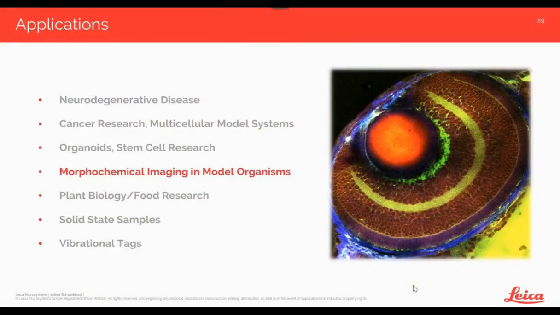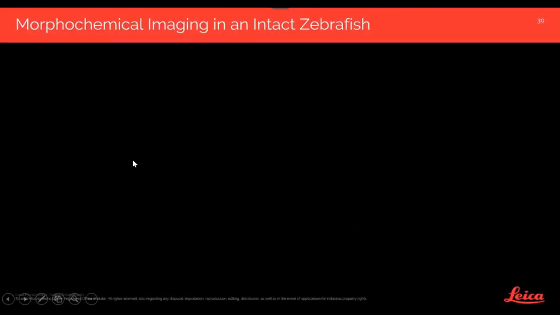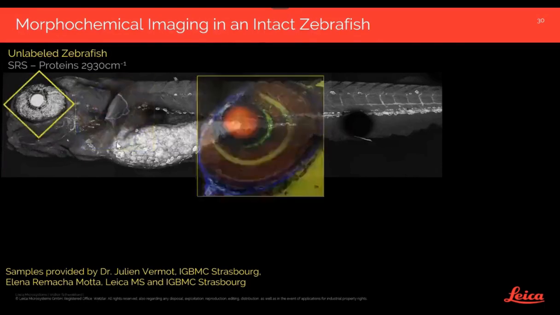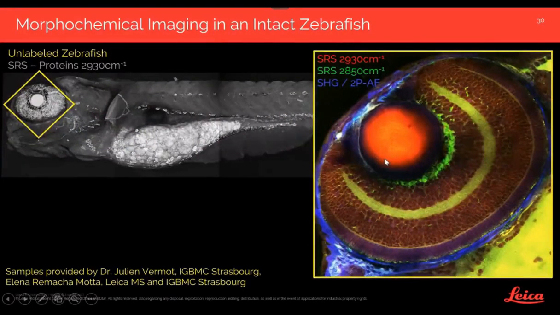Now, another area where vibrational imaging can be really useful is in imaging of model organisms, and I will show you an example of imaging in zebrafish here. So the first image is showing you the protein content in an entire unlabeled intact zebrafish. And I'm going to zoom in now into some special interesting regions. So this is a region, the eye. And you can see here, again, two types of contrast, protein-rich contrast in red and lipid-rich contrast in green, showing you the different layers of the retina at cellular resolution in the intact zebrafish.